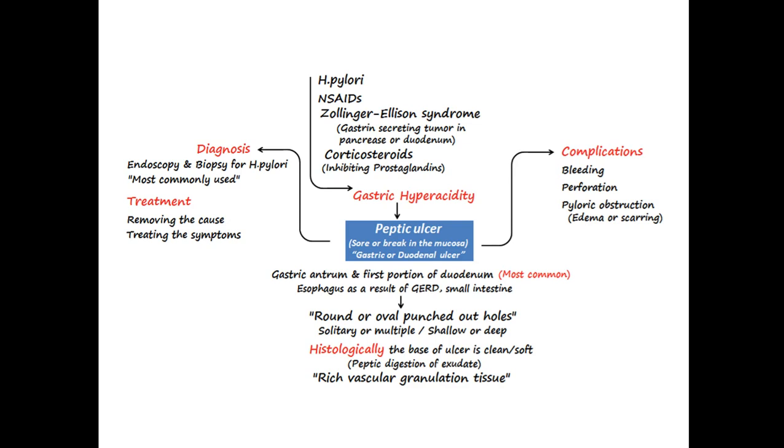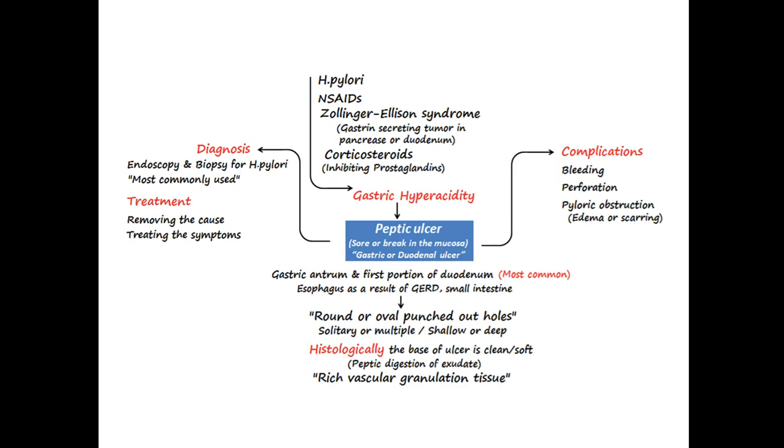Morphologically, the ulcers are round or oval, punched out holes with raised margins. They may be solitary, or there may be more than one. The ulcers may be shallow or deep, which are more dangerous. Histologically, the base of the ulcer is clean and soft due to the dishwashing effect of the hydrochloric acid and gastric enzymes, which cause peptic digestion of the exudate. Under the microscope, we can see rich vascular granulation tissue.